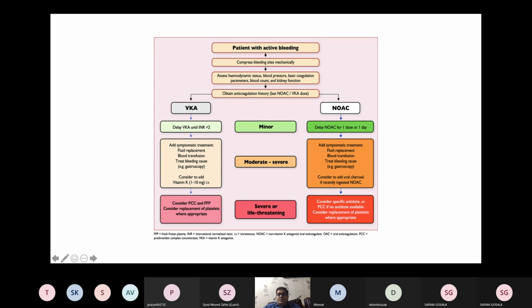If it is moderate to severe bleeding, then add symptomatic fluid replacement, blood transfusions, and treat the bleeding cause, like gastroscopy to stop the bleeding from the GI tract. If it is a NOAC, you need to consider adding oral charcoal if they ingested the NOAC in the last few hours. We'll come to the specific antidote, but if it's not available quickly, then you can look at prothrombin complex. I'm not going into details of what you do with VKAs; we are all aware of that. You give vitamin K and then follow with FFP or PCC, whichever is available.